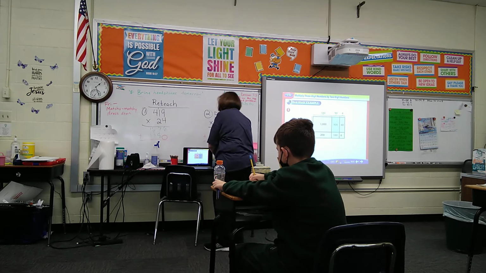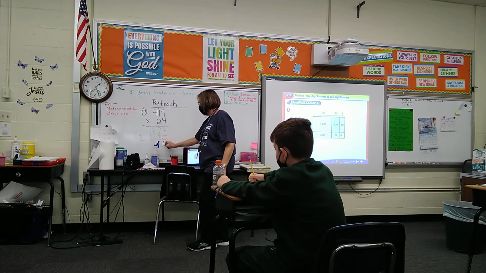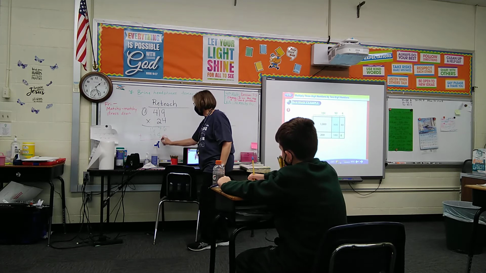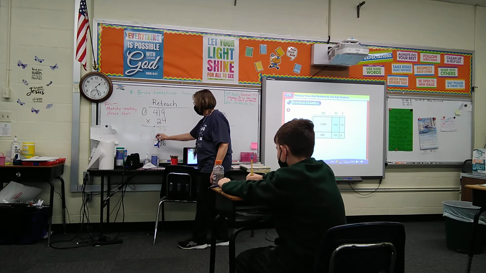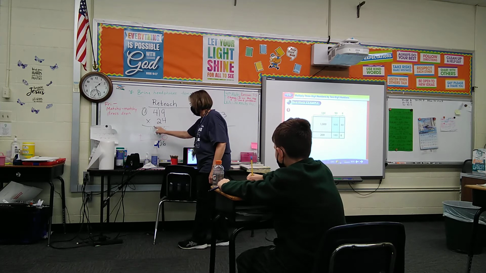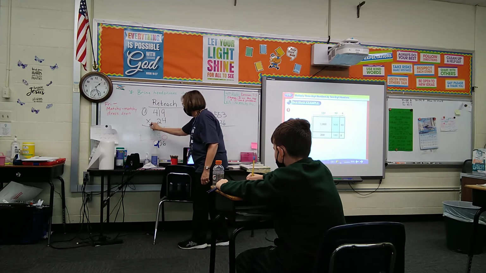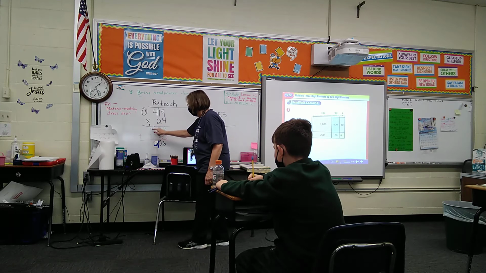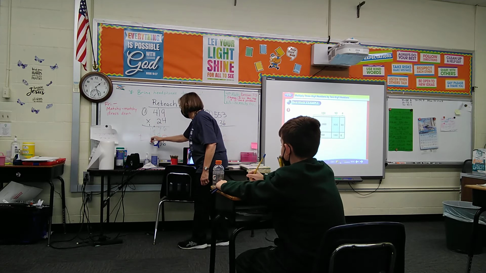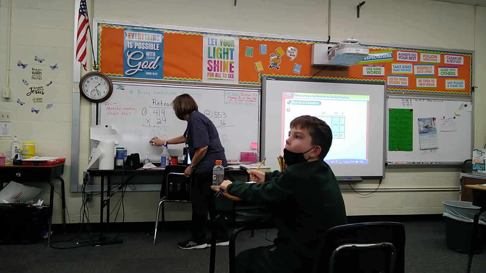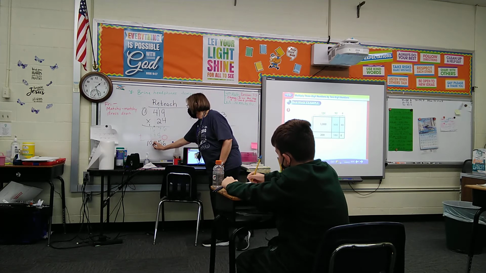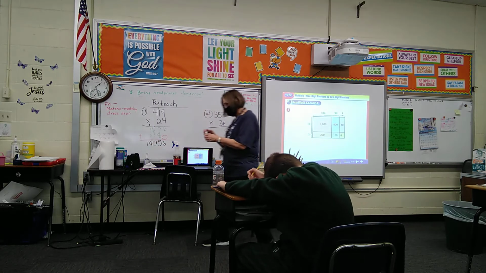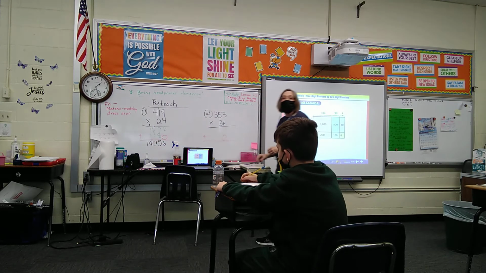Add them together. Okay, talk to me. 0 plus 6 is 6. 7 plus 8 is 15. Regroup. And then 6 plus 3 is 9, plus 1 is 10. And then 8 plus 1 plus 1 is 10. Whoops. Where does my comma go, Luke? In between the zeros. Okay, what is my product? 10,056. How many of you got that?